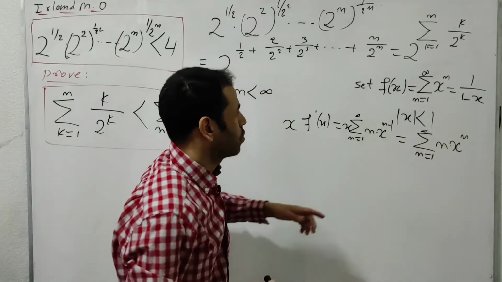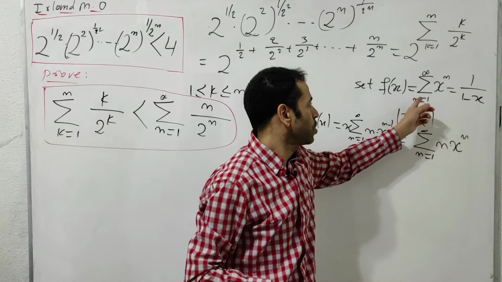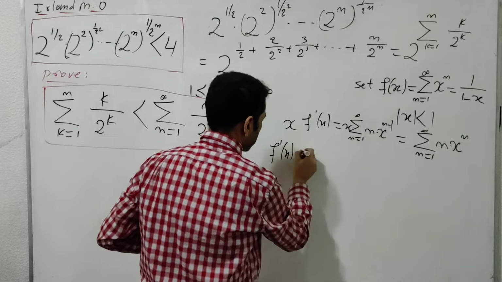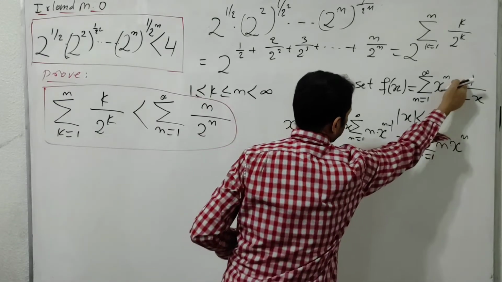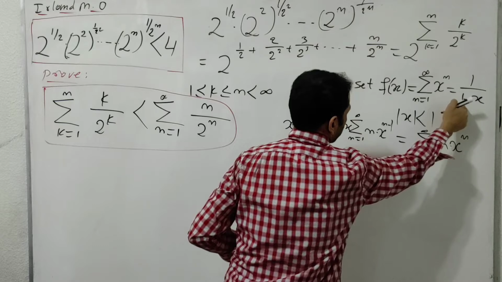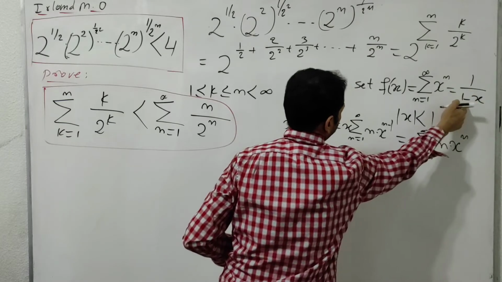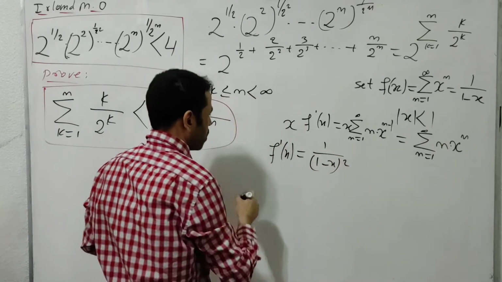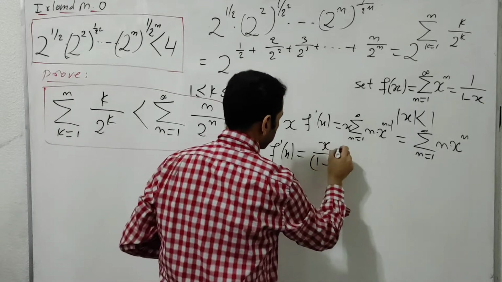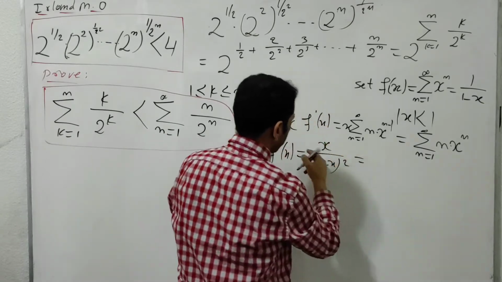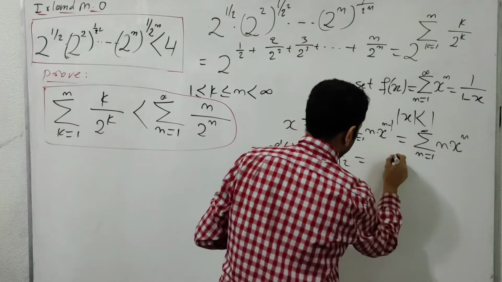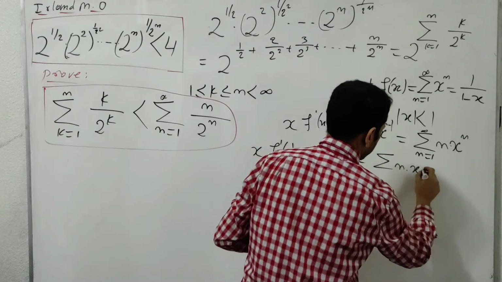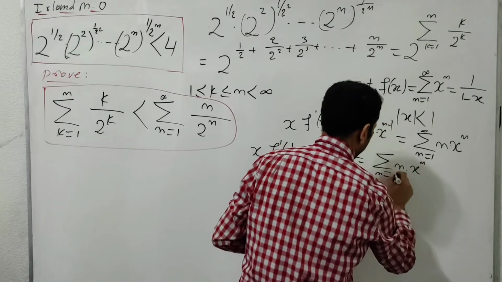Then I'm going to calculate the derivative of the other term, so again I have f prime of x. This is given by 0 multiplied by this one, minus 1 multiplied by the derivative of the denominator, which is 1 over (1 minus x) squared. Then I multiply both sides by x. So we have equality between this and the sum of n multiplied by x^n, as n goes from 1 to infinity.